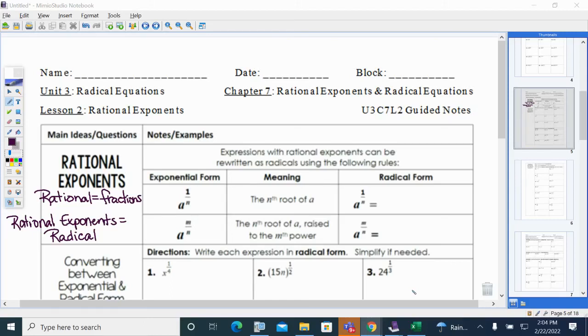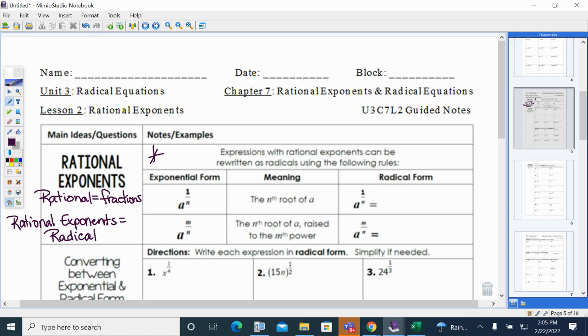This video is on Unit 3, Chapter 7 on rational exponents and radical equations, lesson number 2 on rational exponents. Under rational exponents in our notes here, it says expressions with rational exponents can be rewritten as radicals using the following rules. Now, before I get to the rules, I want to refresh your memory.